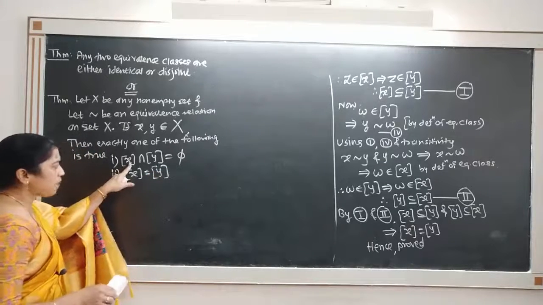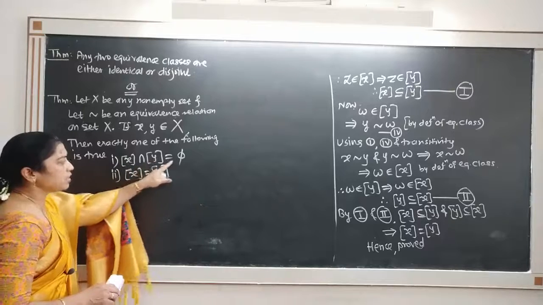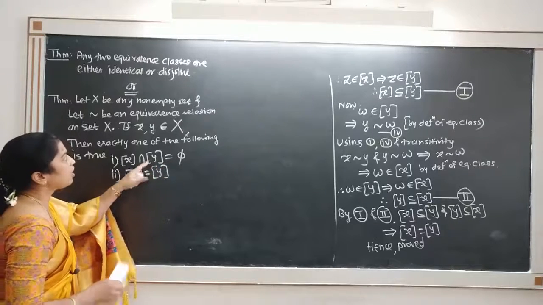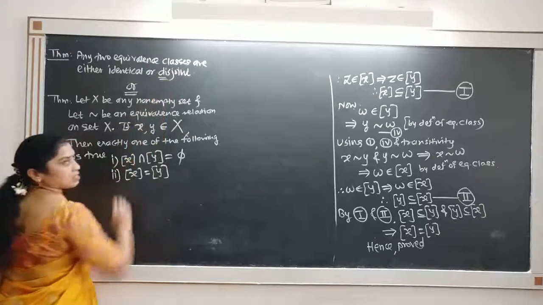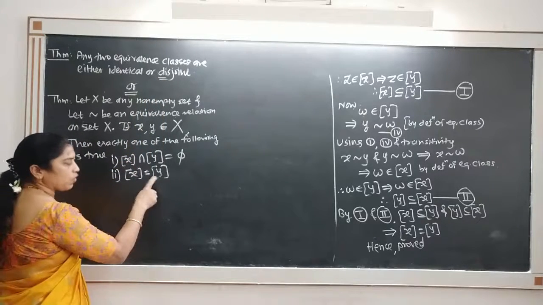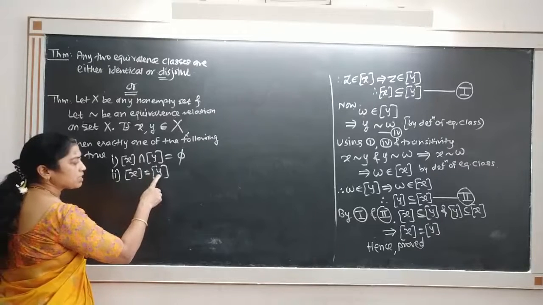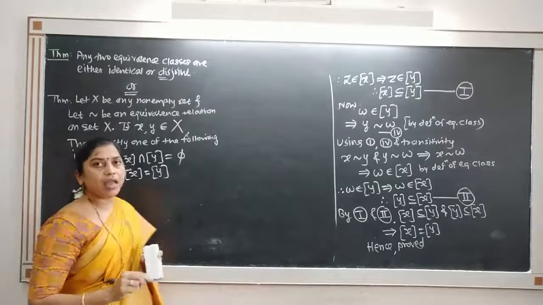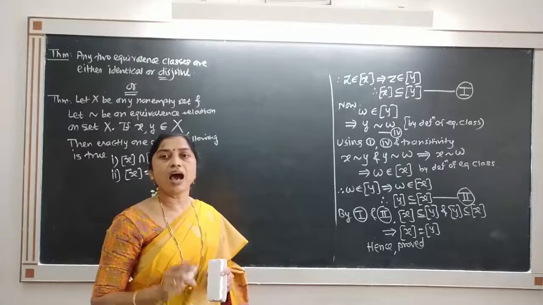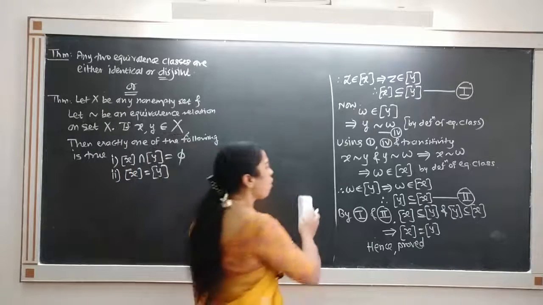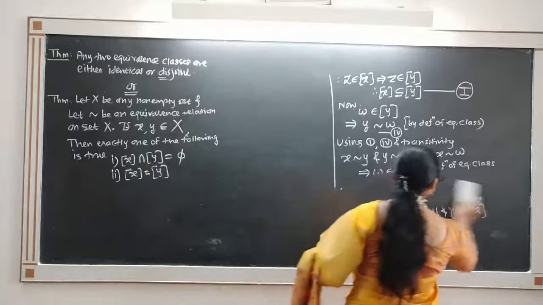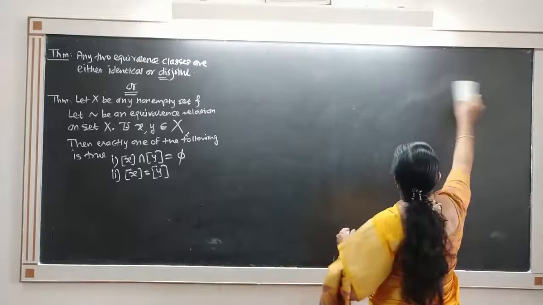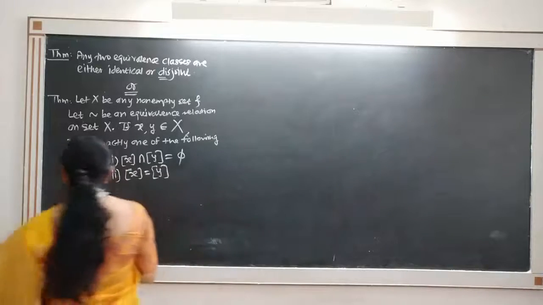The first implies that, because the intersection is the empty set, those equivalence classes are disjoint. Or if we have this one, the equivalence class of x is the same as the equivalence class of y, they are identical. So we want to prove that any 2 equivalence classes are either identical or disjoint. If the first is true, then they are disjoint, and if the second is true, then they are identical. See the proof.